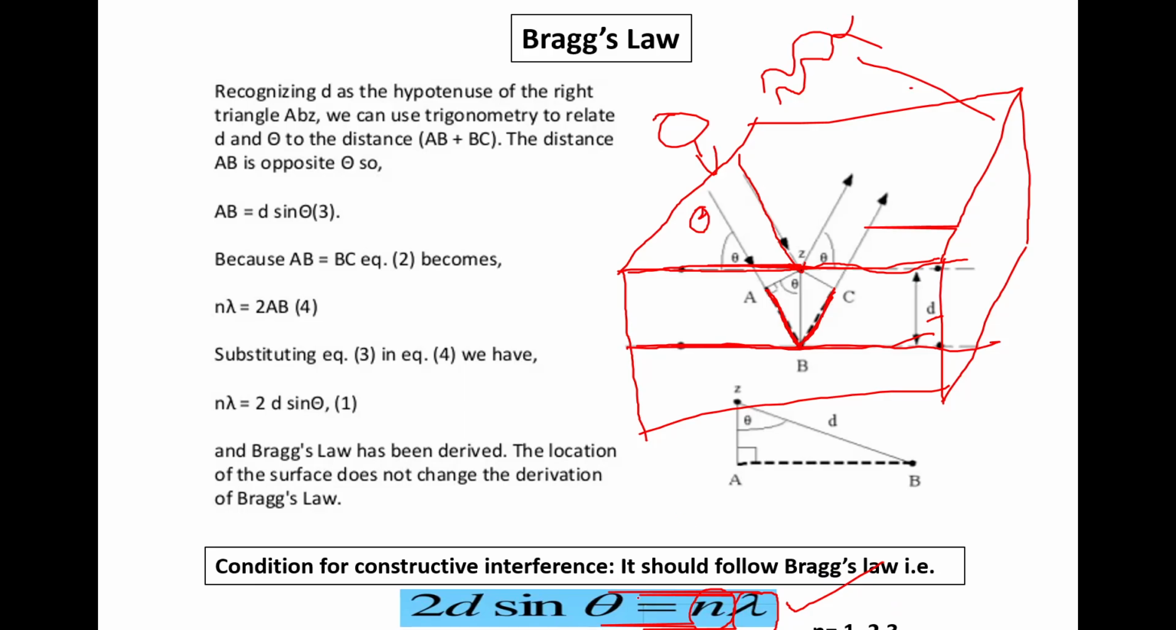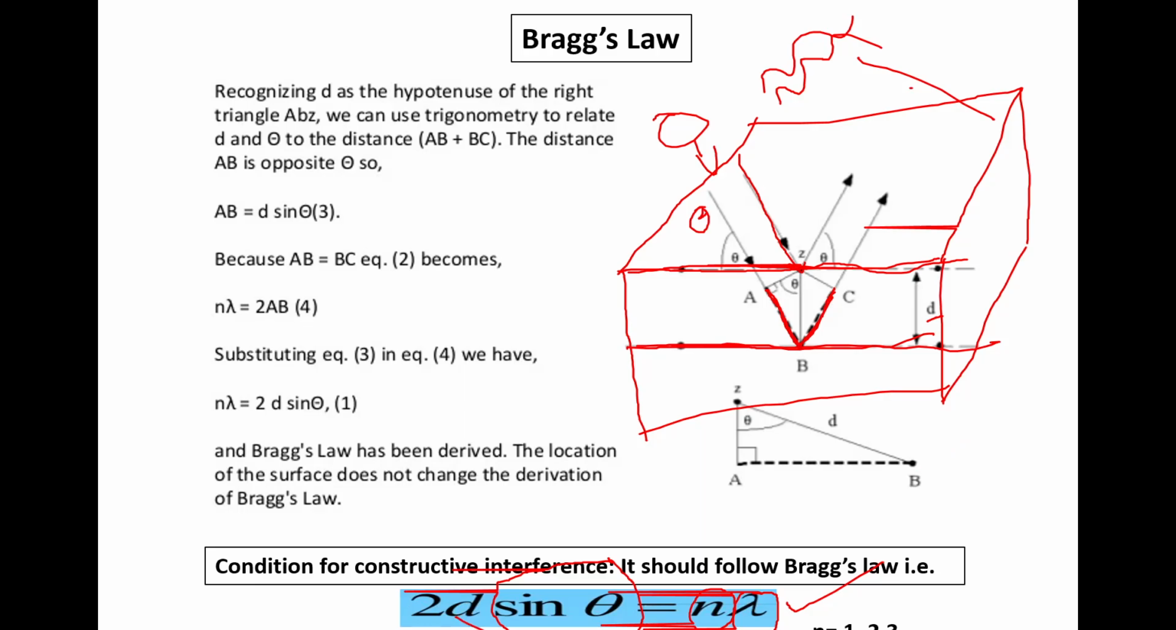Now you see, the sine theta value should always be between -1 and +1. It cannot be more than +1. So to maintain that, this n lambda should always be less than 2d, because sine theta is n lambda divided by 2d. So if this sine theta value is less than 1, then this n lambda should be less than 2d. You understand, right?